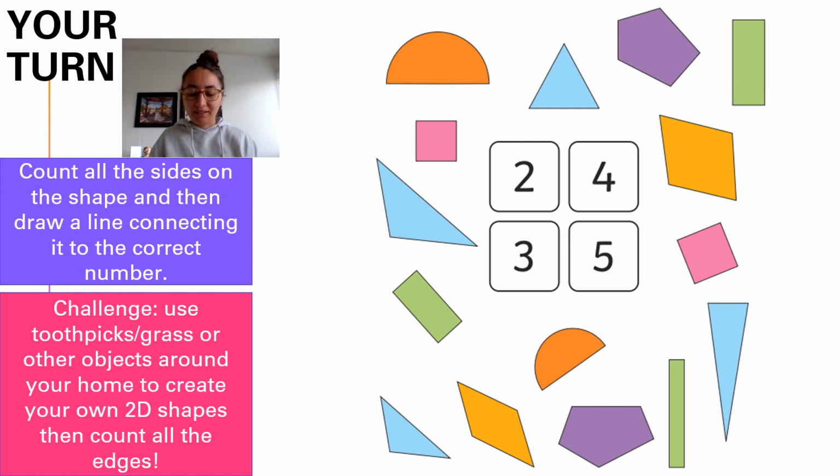Now this next part is optional. This is your challenge. You can use toothpicks, grass strands, anything really, objects around your home, like spoons, to create your own 2D shapes and then count all the edges. They can be regular shapes, like the shapes we know the names of, and they can be irregular, where they just look a little bit different but a little bit similar. Have fun with this. I can't wait to see your work either on the doc or a picture of it, and if not, I'm sure your parents will be really proud to mark your work.